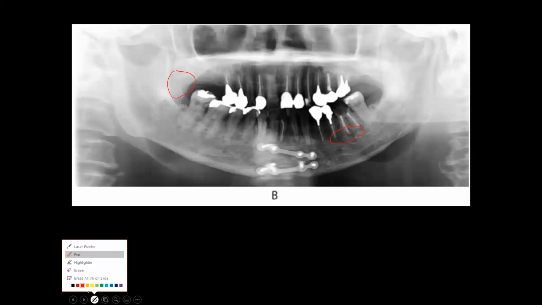Now look at this. They had to put some sort of metal bracing in because of fracture.